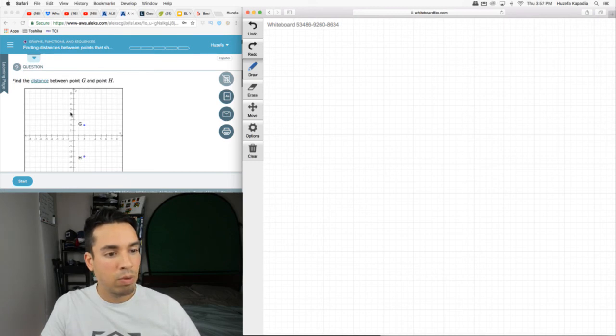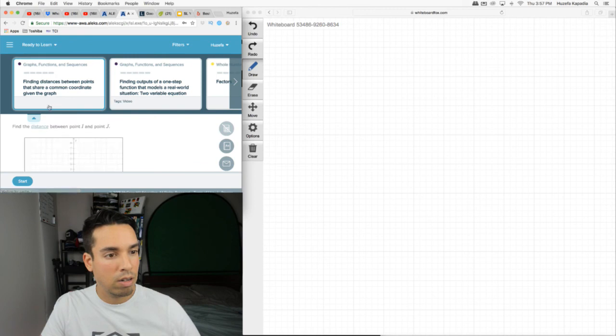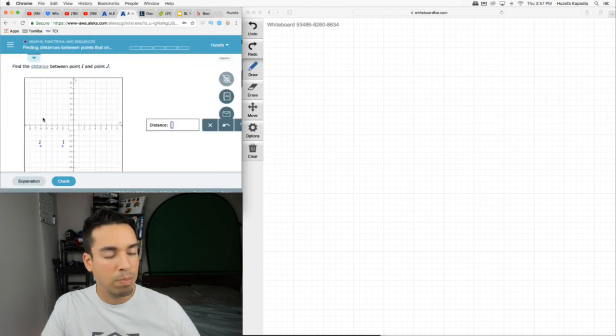Find the distance between point G and H. So now we're finding distance between points, I think, that share a common coordinate. So it basically means points that are either straight across from each other or right on top of each other. How do we figure this out? Well, this is actually not too bad.